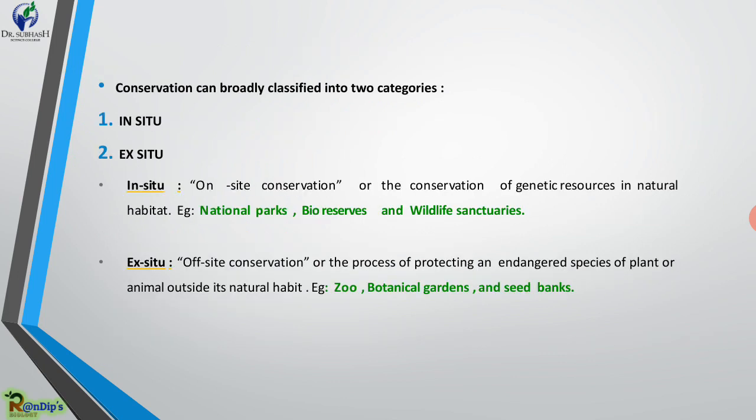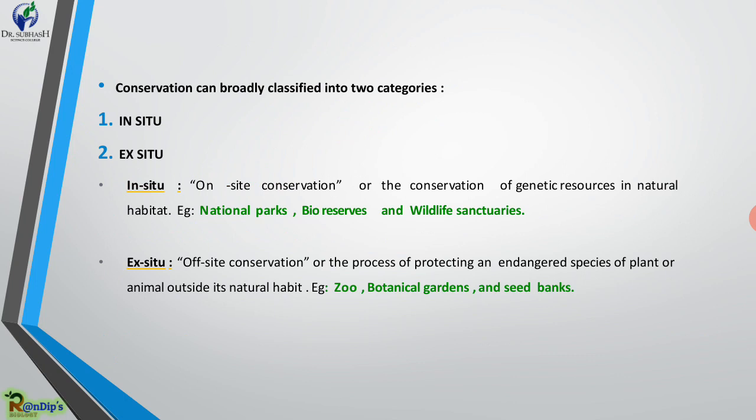Here we discuss in two major types how we can conserve biodiversity. Conservation can be broadly classified into two categories. The first one is in situ and the second one is ex situ. In situ conservation: what is the meaning of in situ? It means inside the particular area, and ex means outside the particular area.